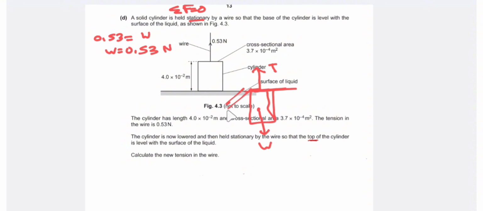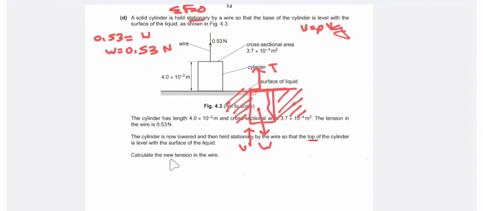And since the cylinder is now inside the water, there is some upthrust acting on the cylinder due to water. So what is upthrust? Upthrust is acting upward. Upthrust is equal to rho Vg, where rho is the density of the liquid, V is the volume of the object, and g is the gravitational field strength.